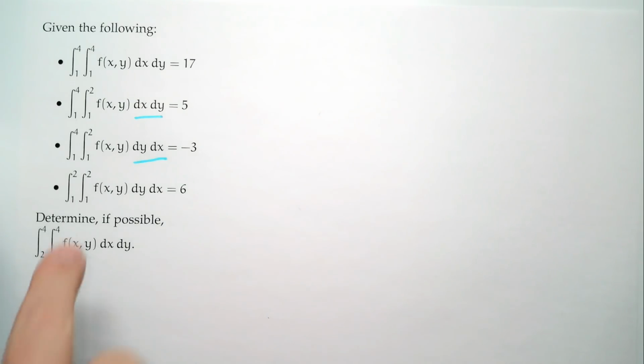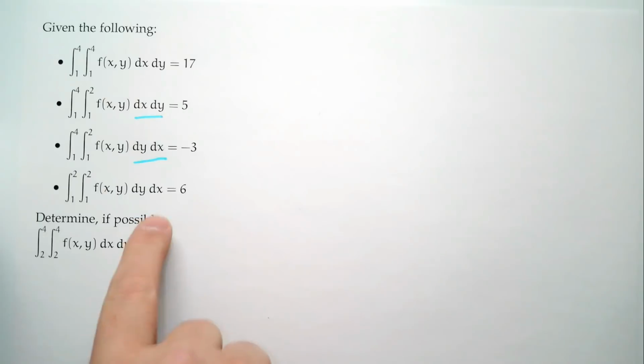And of course, the last piece of information here, the integral from 1 to 2, integral 1 to 2 of f of xy dy dx is 6. And we're asked to determine, if possible, the integral from 2 to 4, integral 2 to 4, f of xy dx dy. Now, I haven't actually done this problem, so that's why I put the words if possible, because I might get to the point like, oh, oops, can't do it. Not possible. But I'm optimistic.